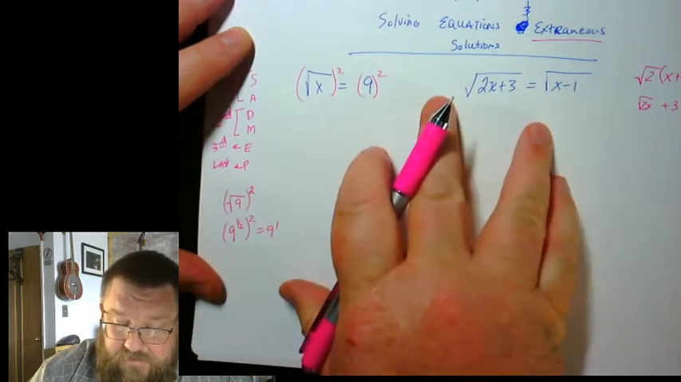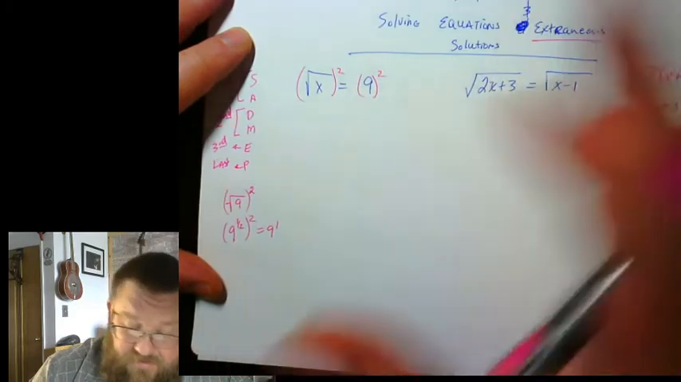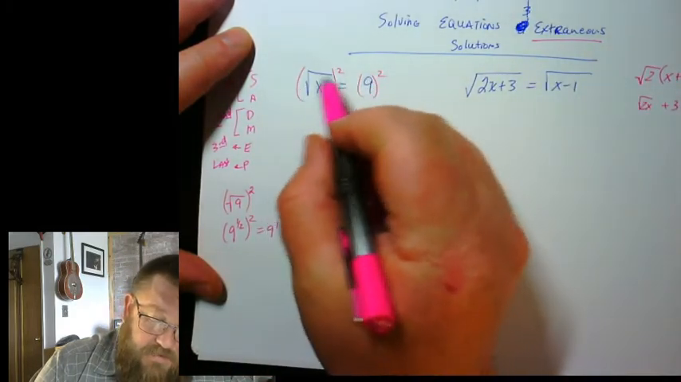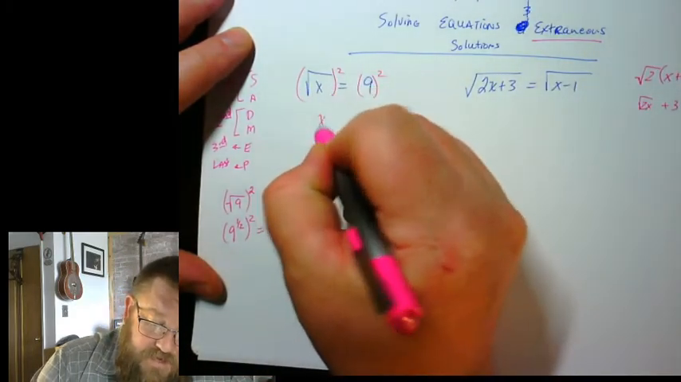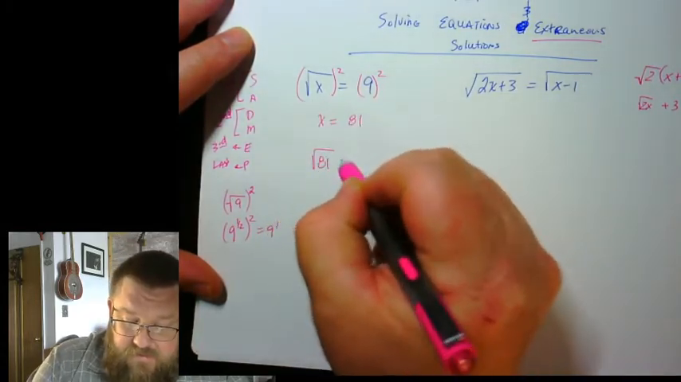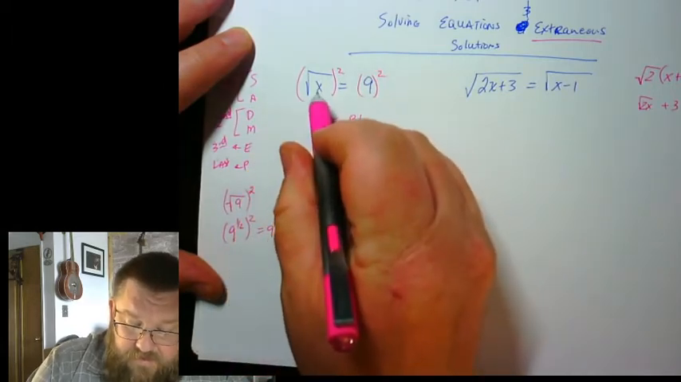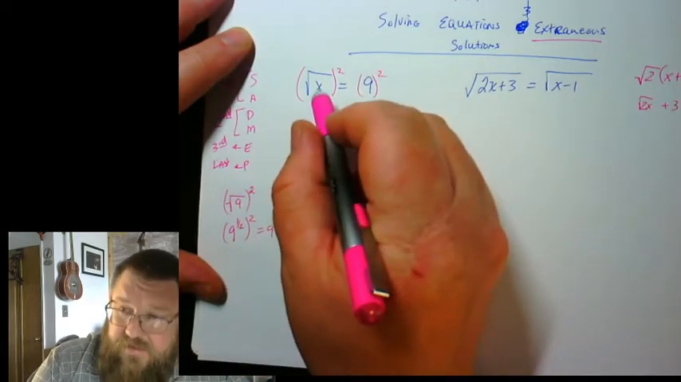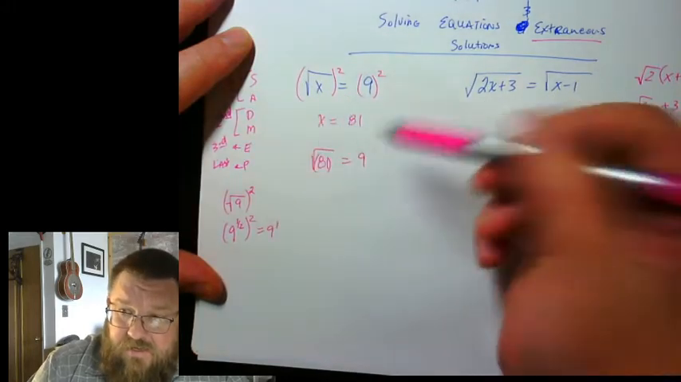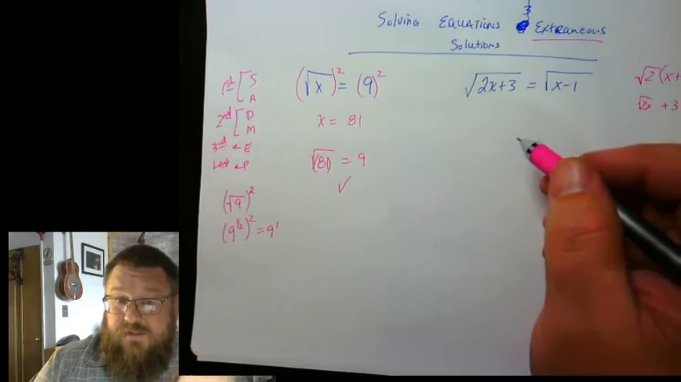Now, these problems that we're going to be doing are set up very carefully so they don't use something you don't know how to do yet. But anyway, let's do this right here. So the square root of x squared is x. 9 squared is 81. And that makes sense. Let's check it. If I put my solution right there, I get the square root of 81 equals 9. That's true. That's good to go. No problem at all. So we don't have an extraneous solution there.